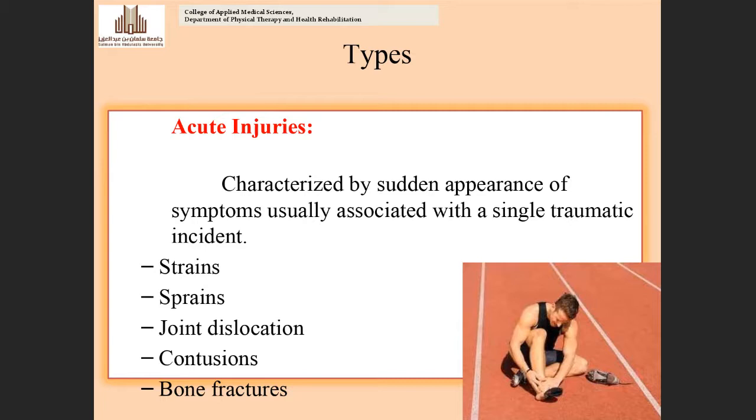But the hard tissues, right, in our body, the bone is the only hard structure which is present in our body. So you can say these are hard tissues.